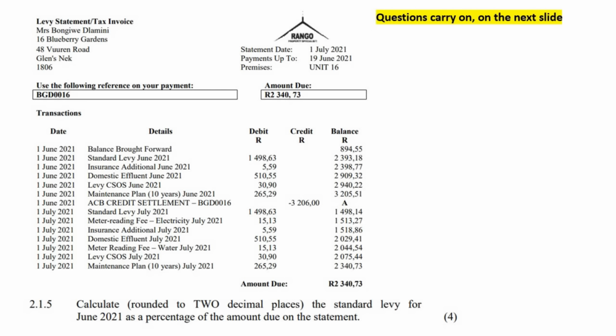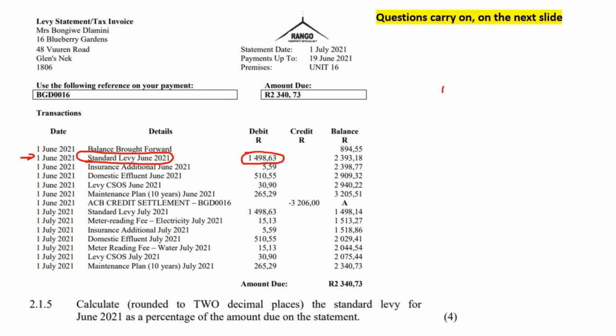This question says calculate, rounded to two decimal places, the standard levy for June 2021 as a percentage of the amount due on the statement. Okay, that might be a little confusing when you read it the first time, but let's see what they're saying. So for June 2021, there's the standard levy. How much is it? You're not going to say 1,498 is how much it is, because remember, this number here is just your balance. It's all of these numbers added together, like I showed you earlier. But the actual levy amount is this one over here.